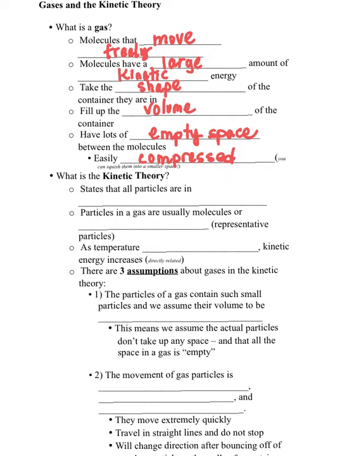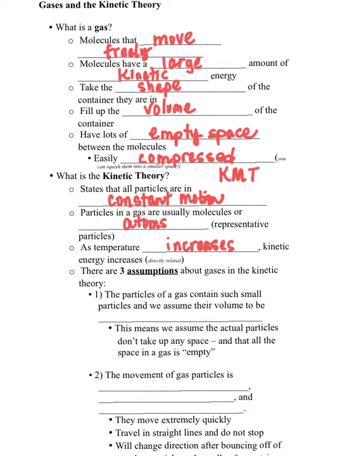So the kinetic theory, or the kinetic molecular theory, which if you see it abbreviated is KMT for short, states that all particles are in constant motion. And that particles in a gas are usually molecules or atoms. Not formula units. Formula units are reserved typically for solids because those are your ionic compounds. Ionic compounds aren't going to be in the gaseous state. As temperature increases, our kinetic energy increases.